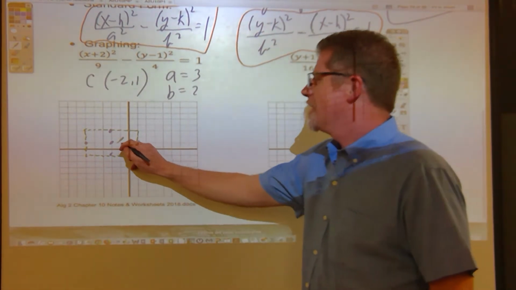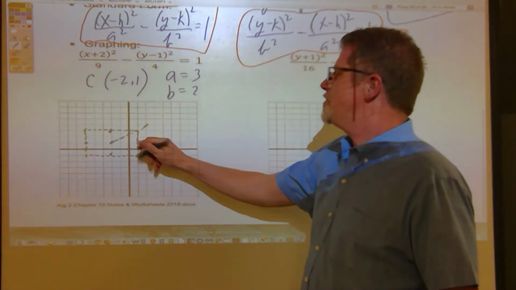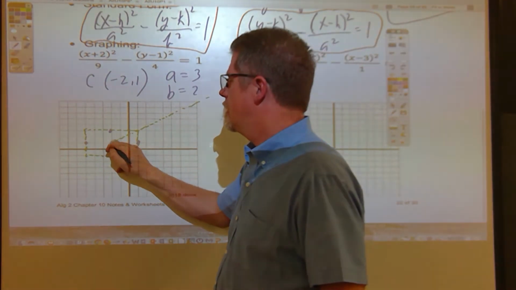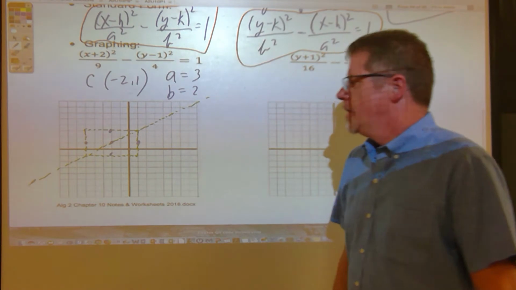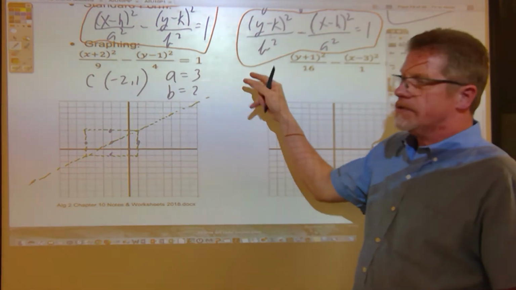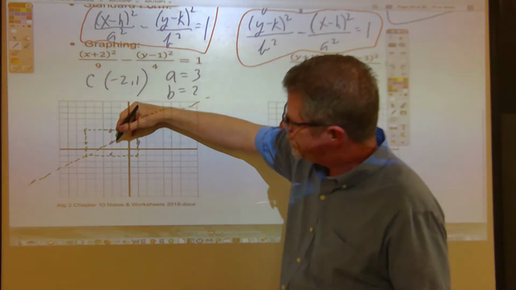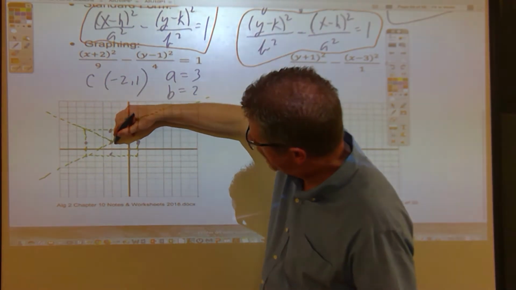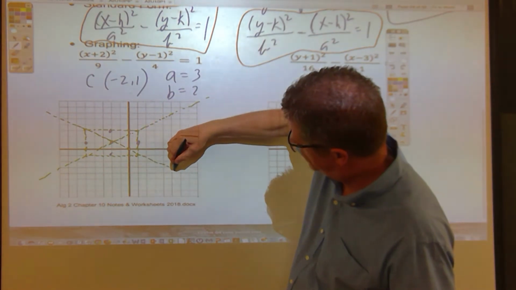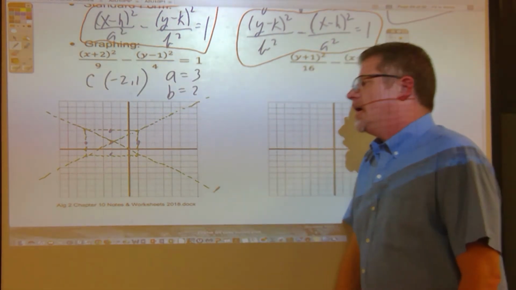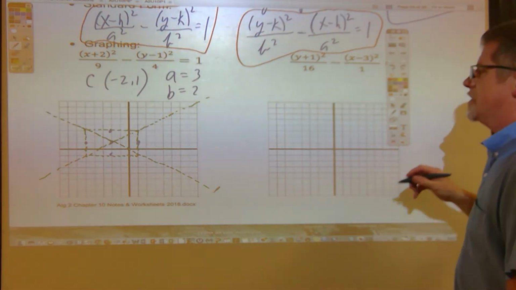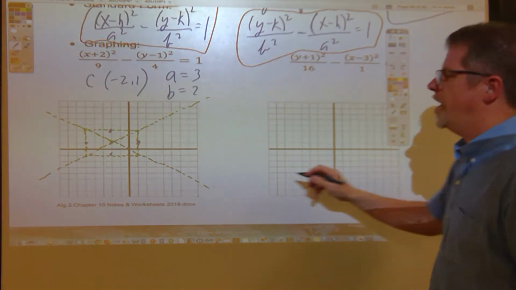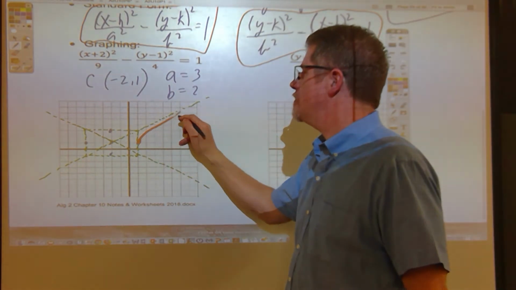So now what I'd like you to do is go up 2 over 3. So we're going to draw diagonals and then extend the diagonals beyond the box until they go off the grid. And then extend the other diagonal beyond the rectangle. And that gives us the asymptotes. For an x hyperbola, the branches are going to open left and right. So honor the asymptotes.